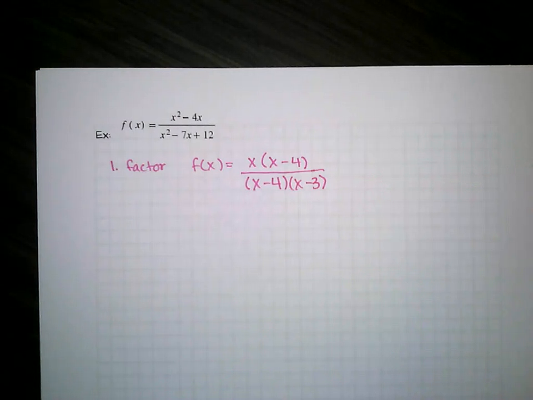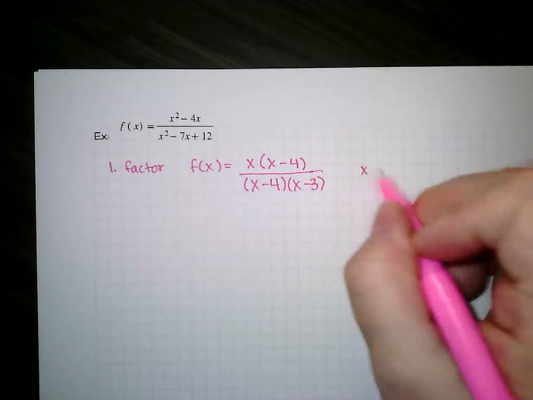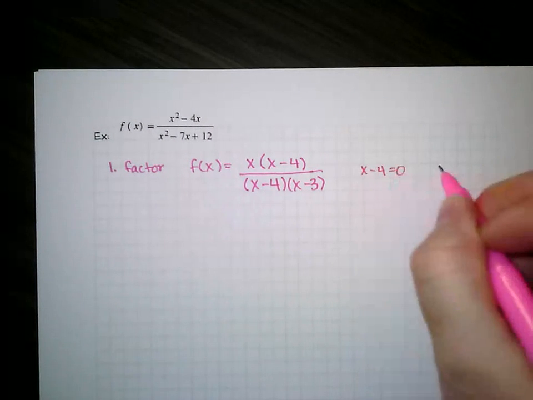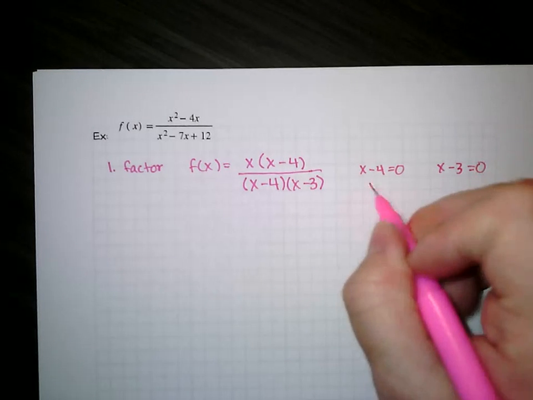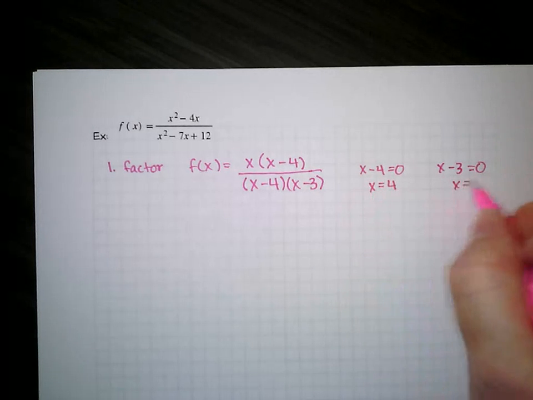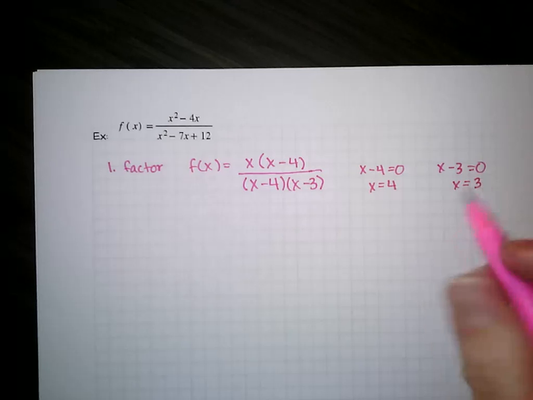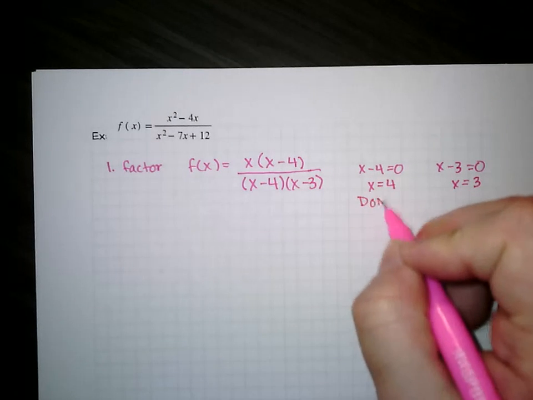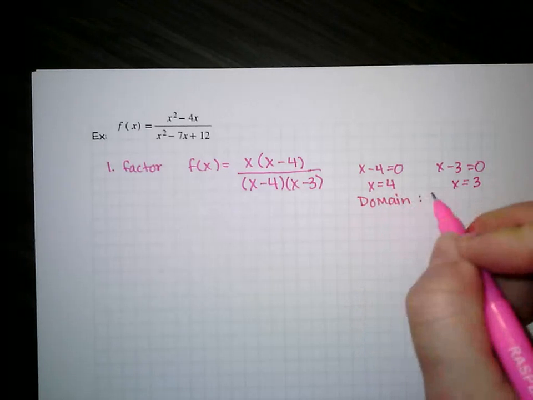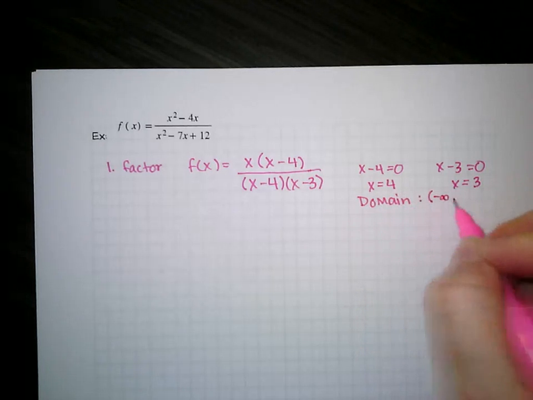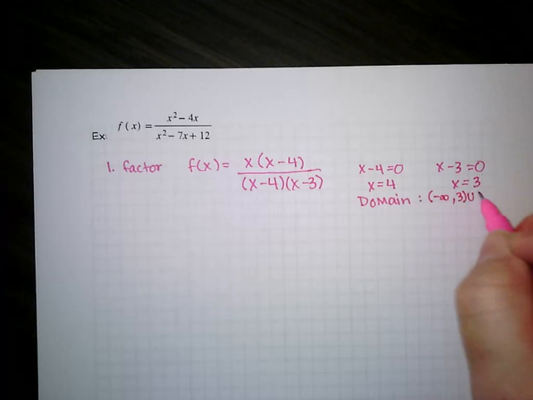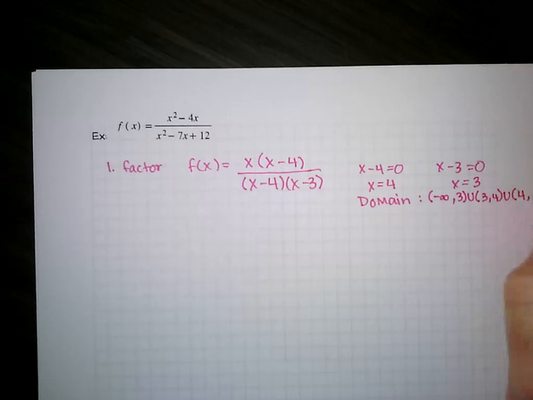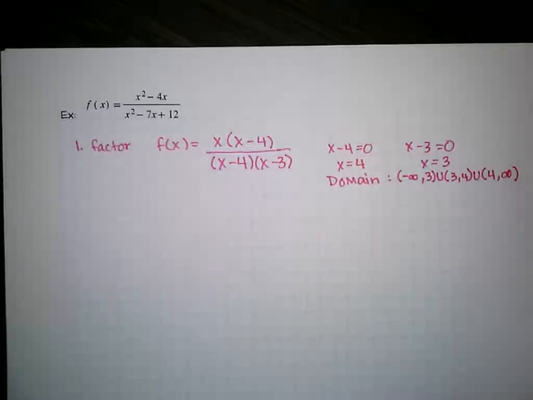So we get x minus 4 equals 0, x minus 3 equals 0. So x equals 4 and x equals 3 are our restrictions. So we would need to have a domain that excludes those two values. So it will go from negative infinity to 3, skip over 3, go 3 to 4, skip over 4, and go 4 to infinity. So that is our domain.